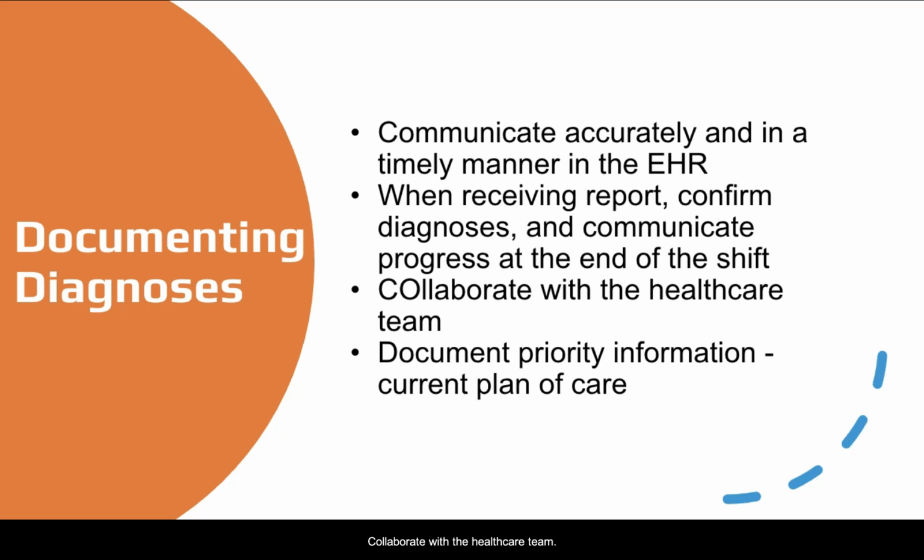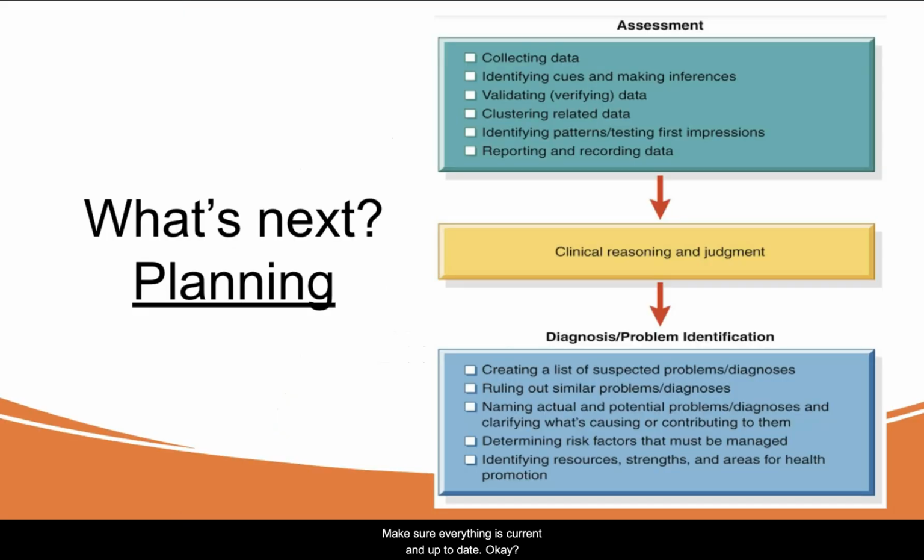Now collaborate with the healthcare team. It's very, very important to always collaborate with the healthcare team and convey your patient's problems to them. Document priority information in the current plan of care. Make sure everything is current and up to date. Okay, and the next step would be the planning phase and outcome identification phase. And this is it for your diagnosis.